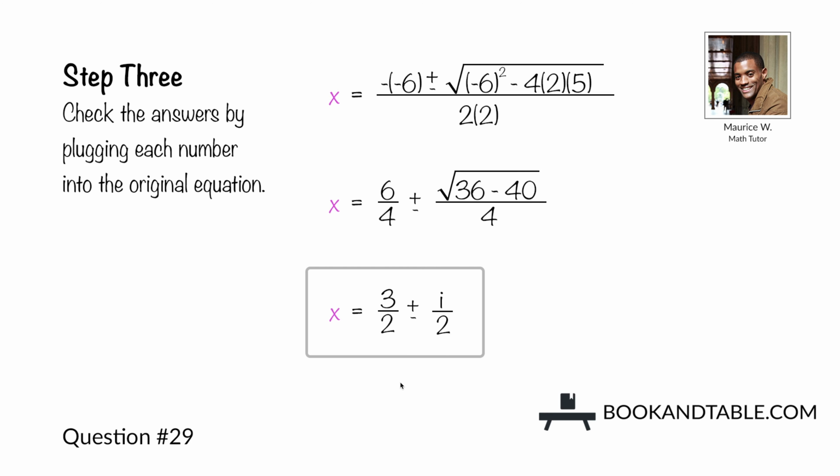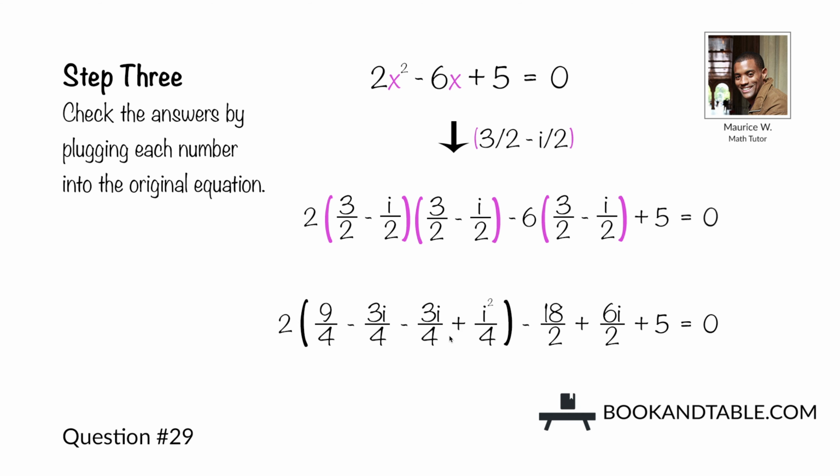And now we want to check the answers by plugging each number into the original equation. So we'll first plug in 3/2 minus i over 2 for x. And then we'll plug in 3/2 plus i over 2 for x. So when we plug in the smaller number of the two, 3/2 minus i over 2, we'll plug them in for x here and here, leaving us with 2x squared minus 6 times x plus 5 is equal to 0.